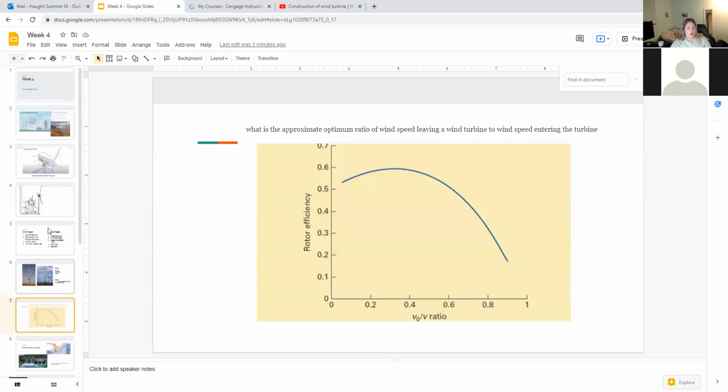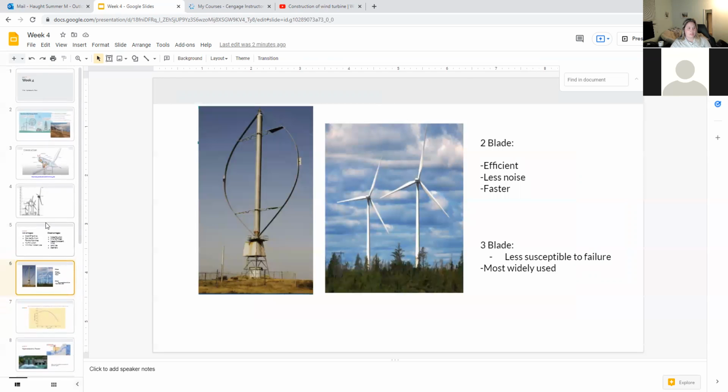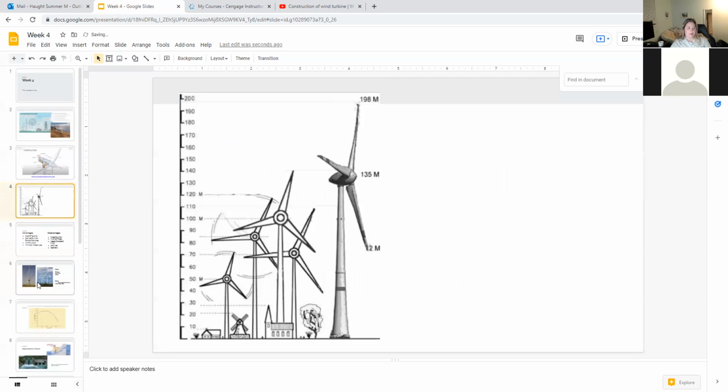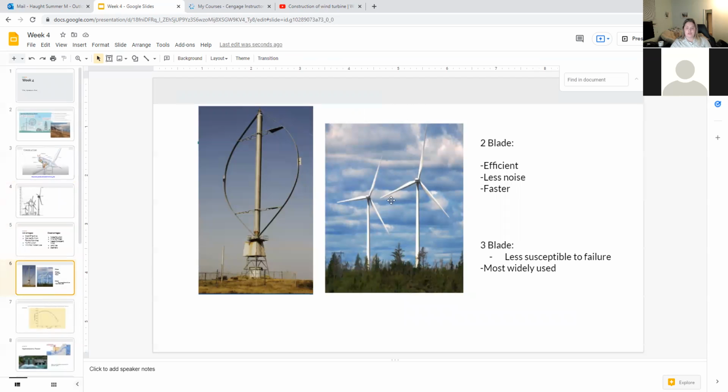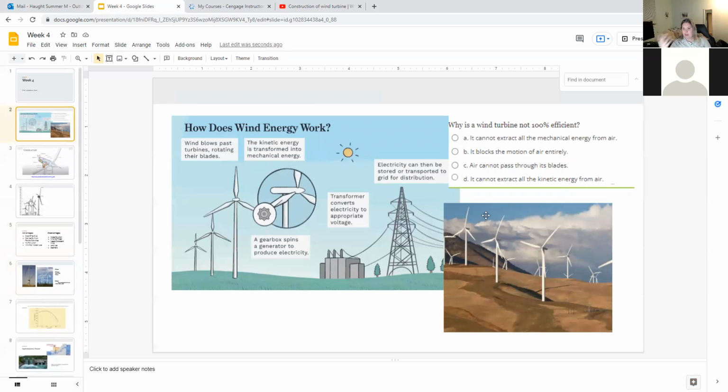Okay, so that's kind of all I wanted to really touch on wind energy. So again, this is probably the main thing here. Just know the difference between those 2 wind blades, and then also just understand the basics of how wind energy is created.